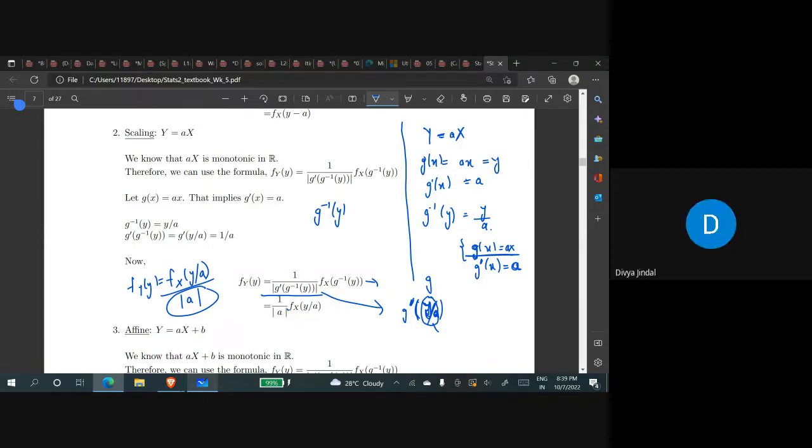I'm still a little confused. We've just said the g inverse of y is basically y by a, right? Which is the same as x, right? So the derivative of x with respect to this x, dx, just comes out to be a. You see here.